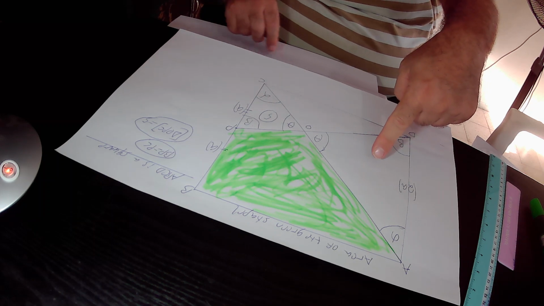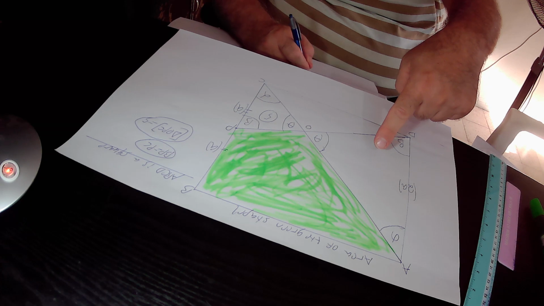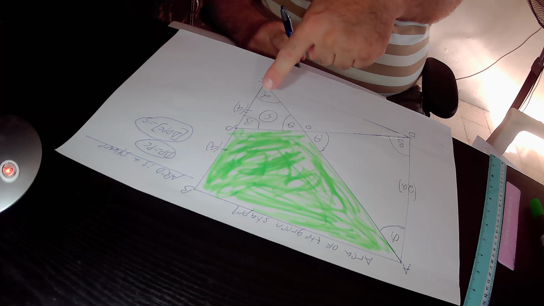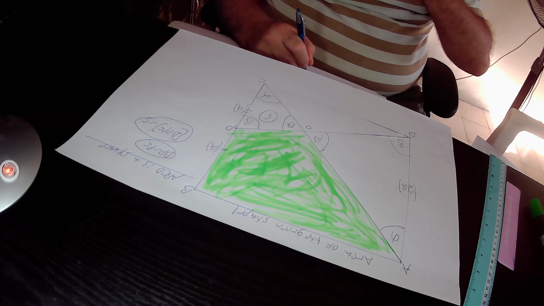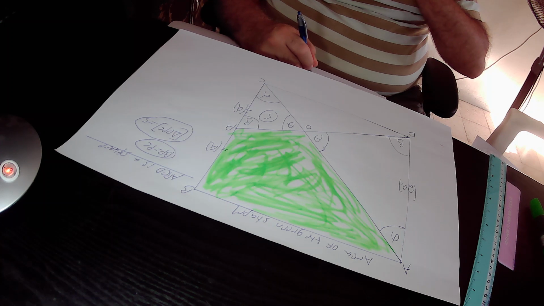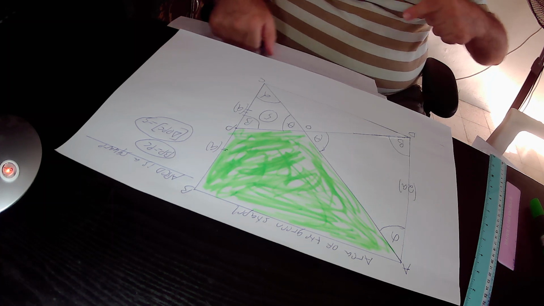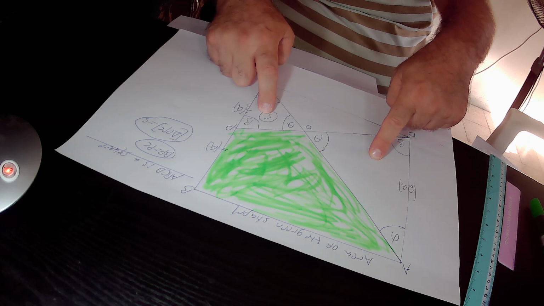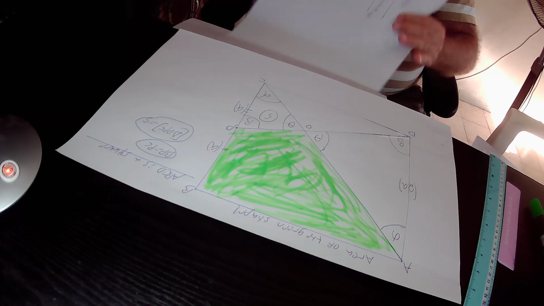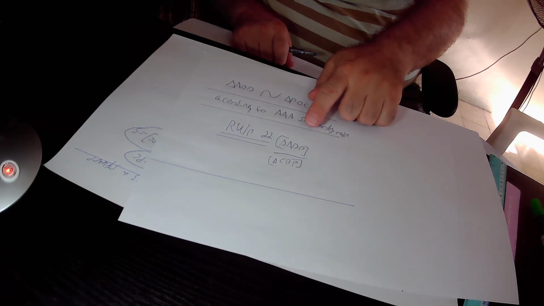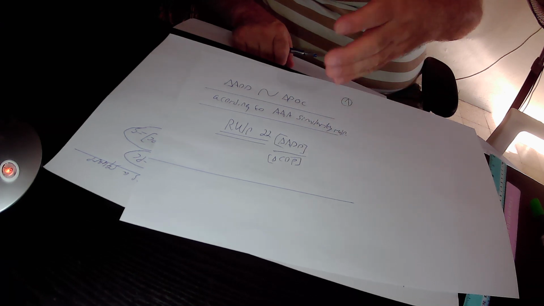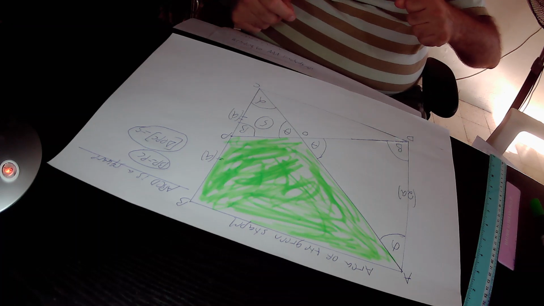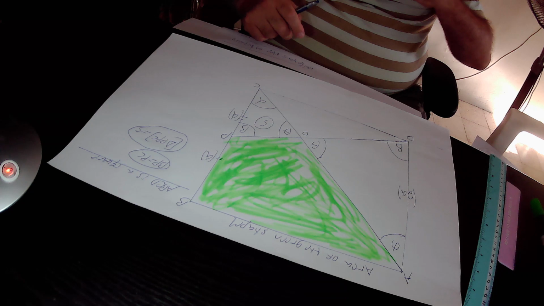It's the area of the big triangle ADO over the area of the small triangle COP. Repeating again, the ratio between the areas of those two similar triangles is equal to the area of the big triangle ADO over the area of the small triangle COP. That ratio is equal to the square of the ratio of their corresponding sides.